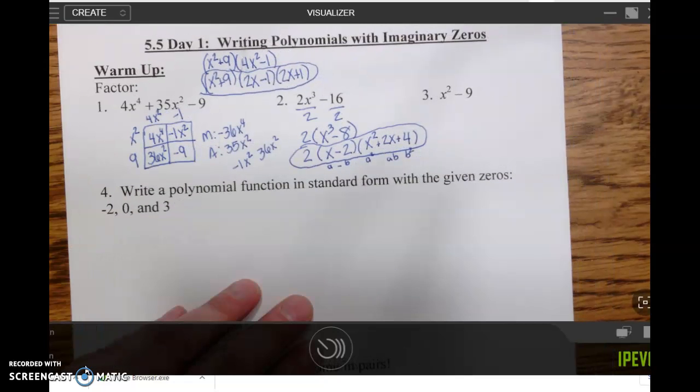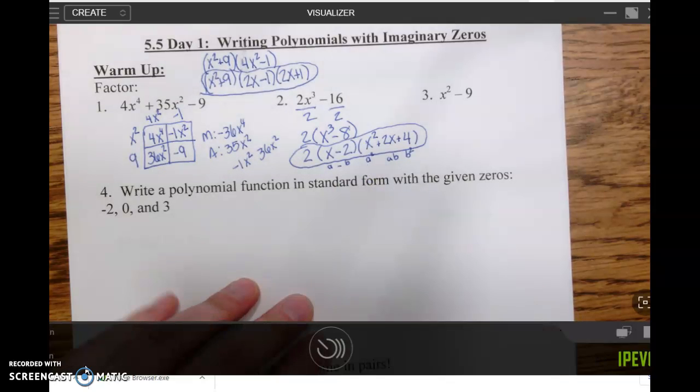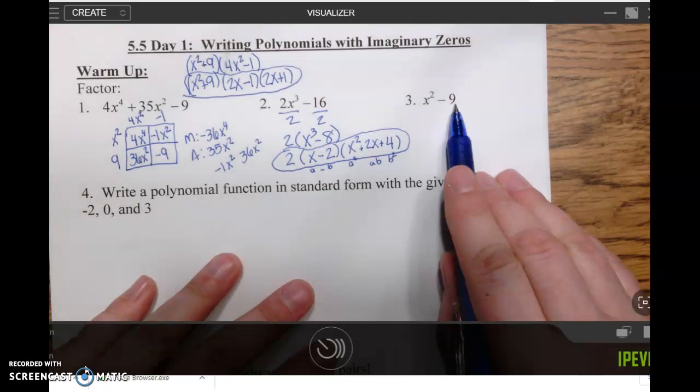Alright, and remember this pattern with the a minus b and the a squared, ab, and b squared will be given to you on the quiz next week. For number 3, one last time, another difference of squares pattern.